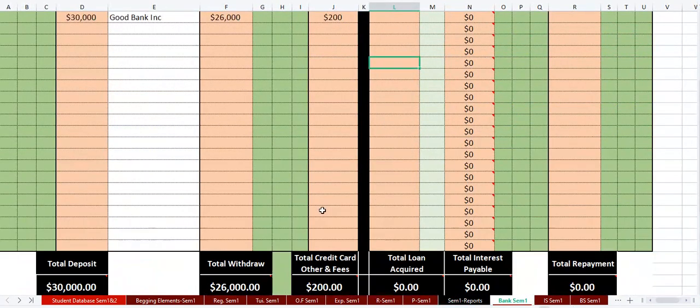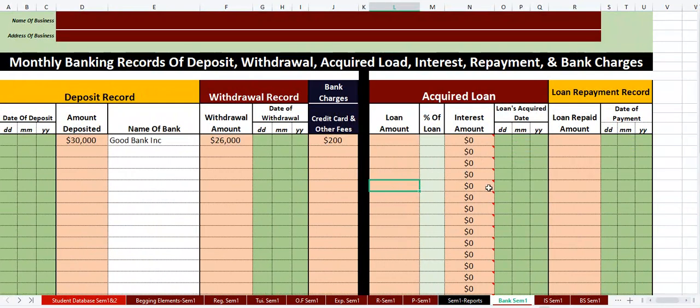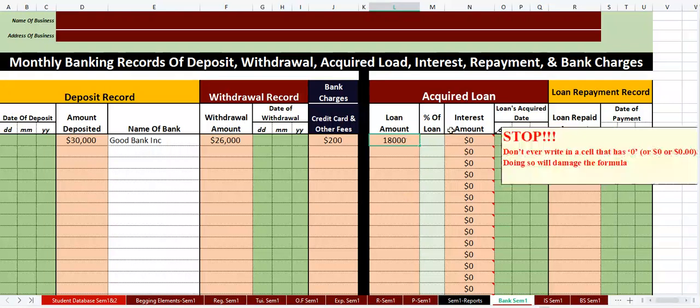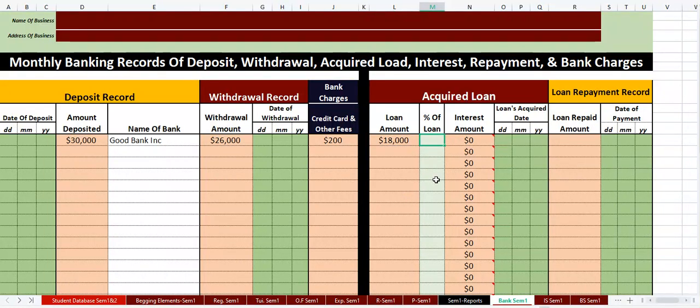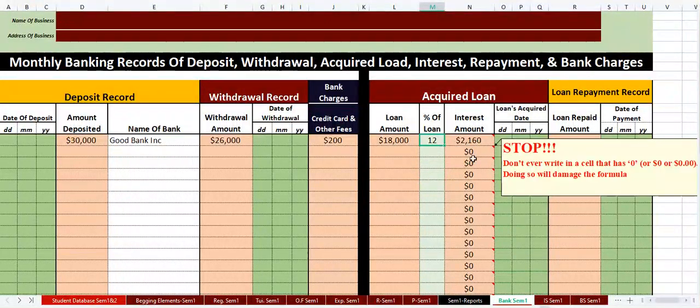Now this side of the banking record is for loan. So let's say this particular period, the current period we are in, we decided to take a loan. Alright, maybe to do other things. So we went to the bank, we took something like 18,000 during the current period. And on this amount, we are due to pay 12% interest. As you can put the 12, you see it will calculate automatically and tell you what the interest is.